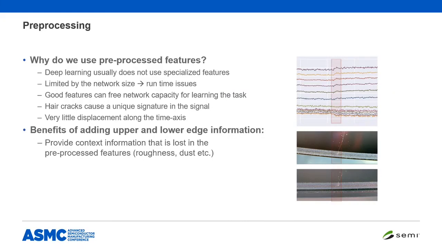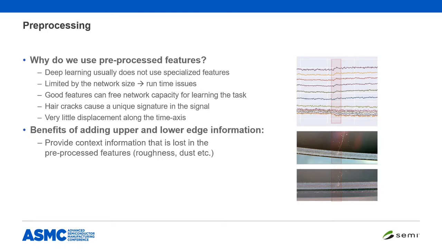Why do we even want to use pre-processed features? In deep learning, it is quite unusual to use engineered or specialized features, since we assume that the network can learn good features by itself during training. Since we are limited by our network size due to runtime issues on the embedded device, we want to present the data in the most efficient way possible.